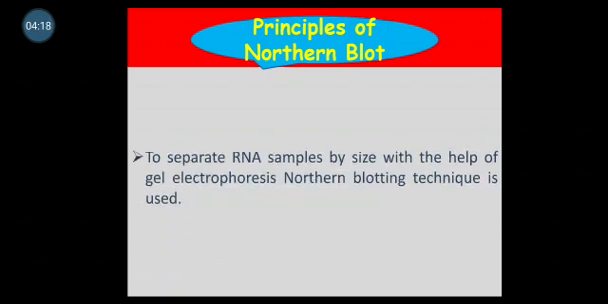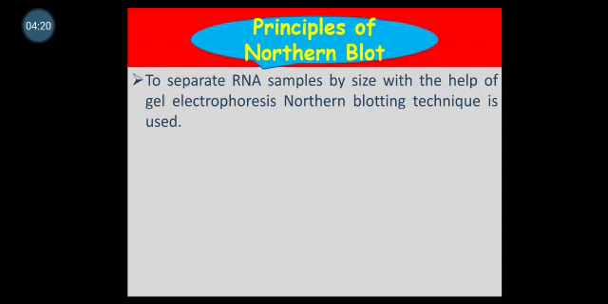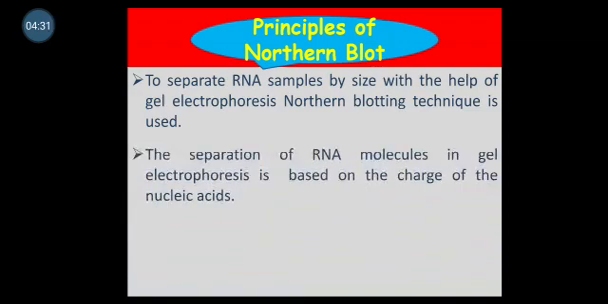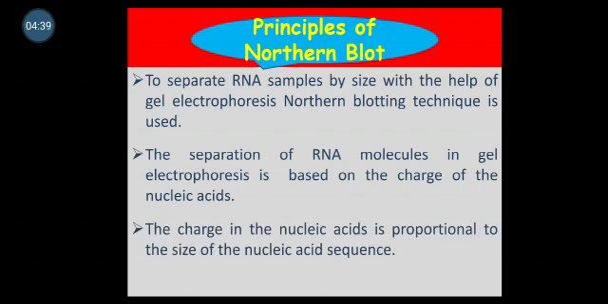As far as the principles of northern blot are concerned, it is useful to separate RNA samples by size with the help of gel electrophoresis. The separation of RNA molecules in gel electrophoresis is based on the charge of the nucleic acids. The charge in the nucleic acids is proportional to the size of the nucleic acid sequences.